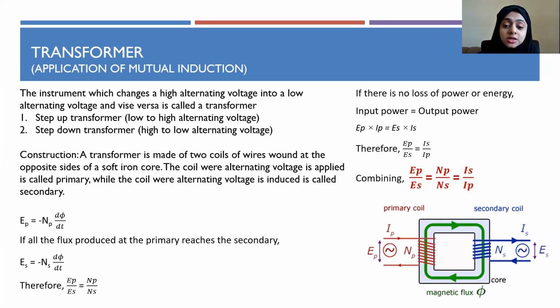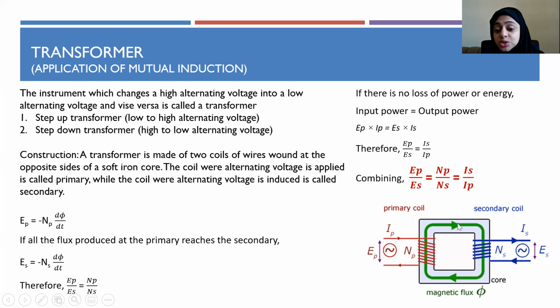So can you guess what kind of transformer this is? Is it a step up or a step down? It's a step-down transformer because here EP will be more because NP is more. And here ES will be less than EP because NS is less than NP. So here we apply a high voltage and we get back a low voltage, which means this is a step-down transformer.